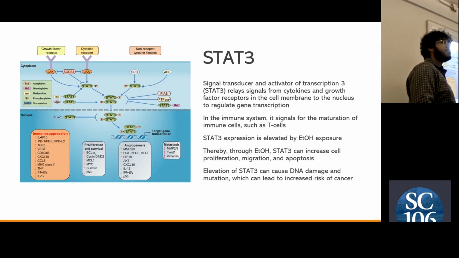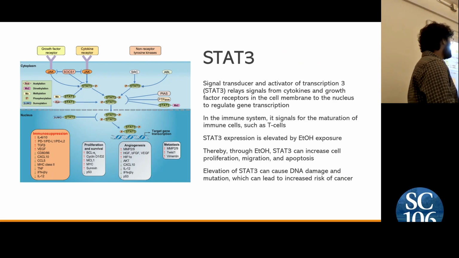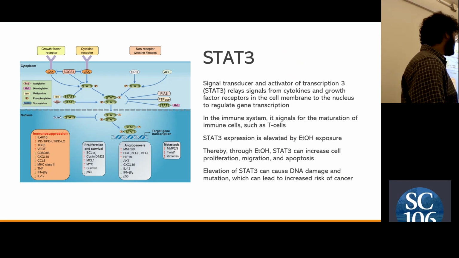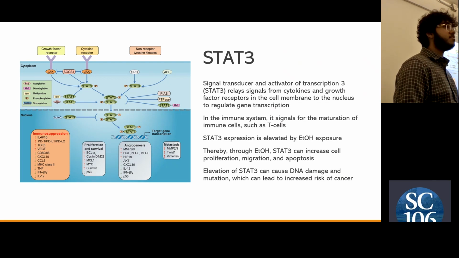Signal transducer and activator of transcription 3, or STAT3, relays signals from cytokines and growth factor receptors in the cell membrane to the nucleus to regulate gene transcription. In the immune system, it signals for the maturation of immune cells, such as T cells. STAT3 expression is elevated by ethanol exposure, and through ethanol, STAT3 can increase cell proliferation, migration, and apoptosis. Elevation of STAT3 can therefore cause DNA damage and mutation, which can lead to that increased risk of cancer.